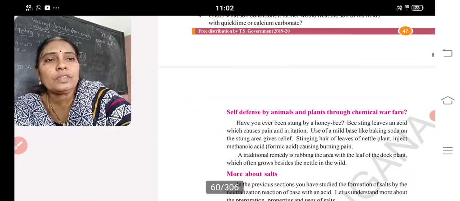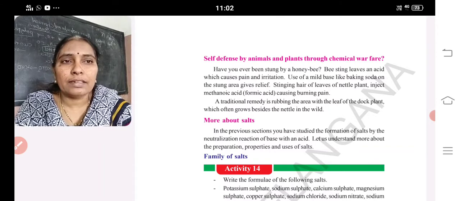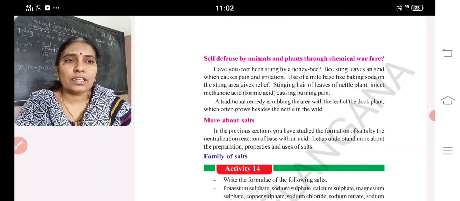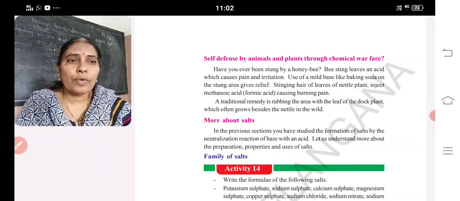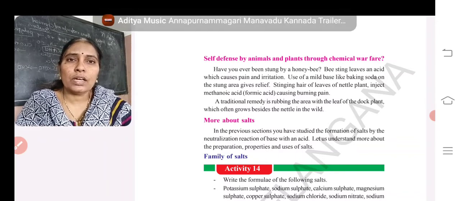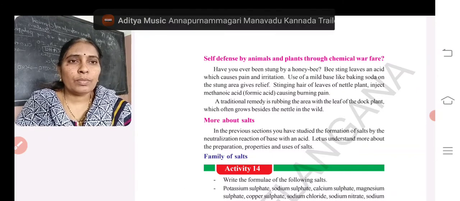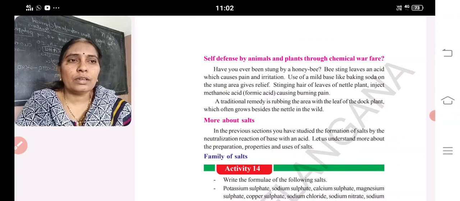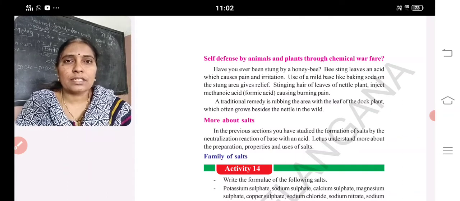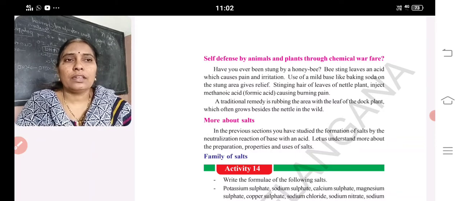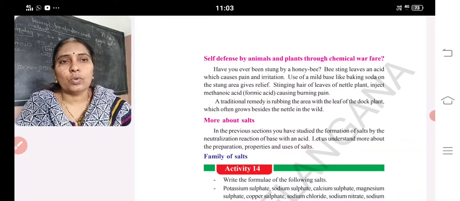Okay. Next, self-defense by animals and plants. A honeybee sting is acidic in nature, so when it bites and stings our body, you get pain and irritation. To avoid that, you should rub the spot with baking soda, which is a base. Or else a nettle plant: the stinging leaves of a nettle plant inject methanoic acid, formic acid, causing burning pain. Traditionally, rub the area with a leaf of the dock plant. The dock plant is basic in nature, so if you rub with that, you will get relief from the pain. If not, rub that part with baking soda.